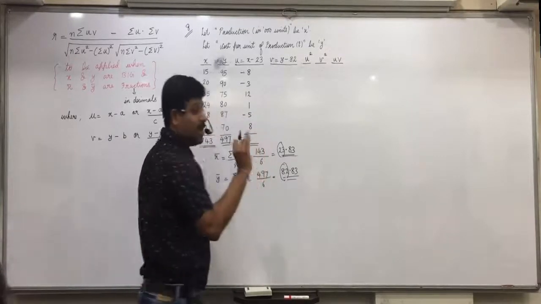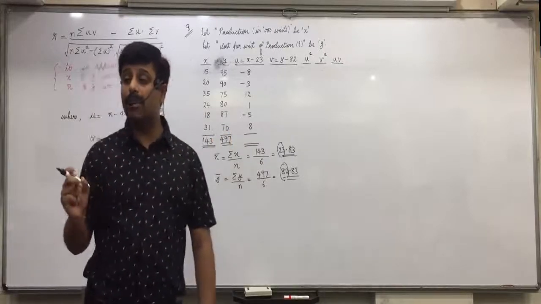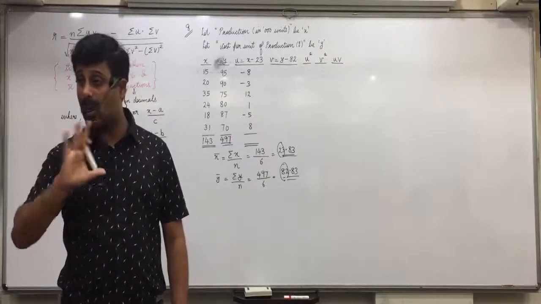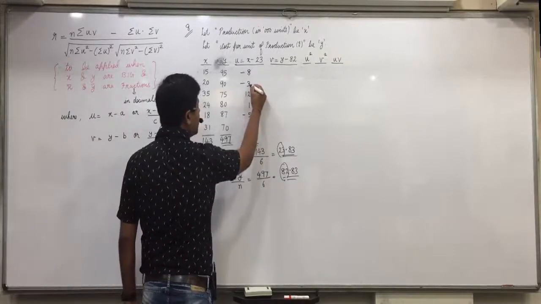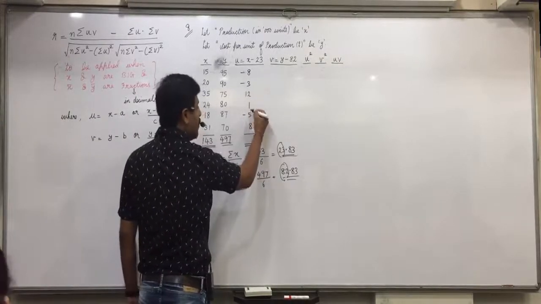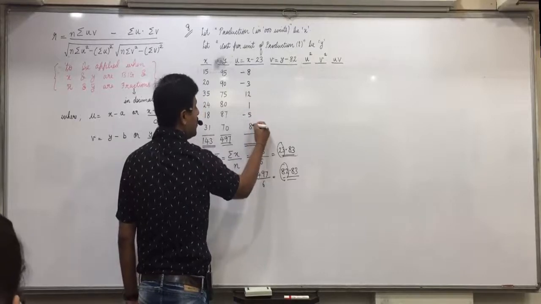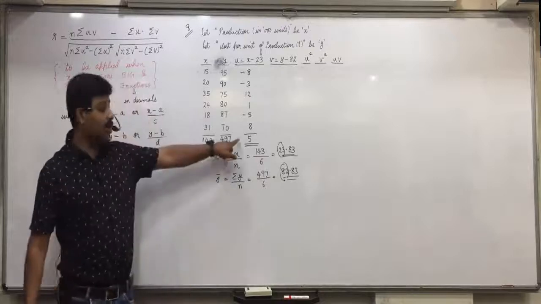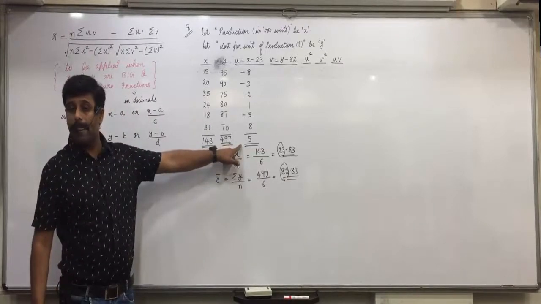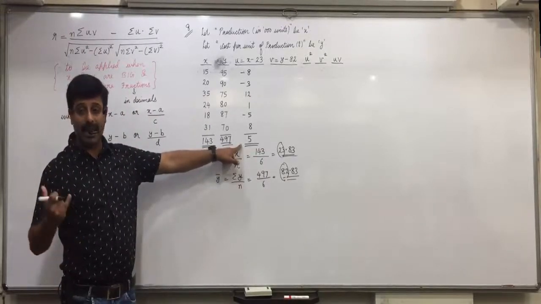Here total will not come 0. You are not subtracting x bar exactly, so it will not come 0. 5. Yes, see, negative is 8 and 3, 11 and 5, 16. Positive is 12 plus 1, 13 plus 8, 21. 21 minus 16, 5. Anyone who did not understand this? Okay, after this one question I will be asking you.